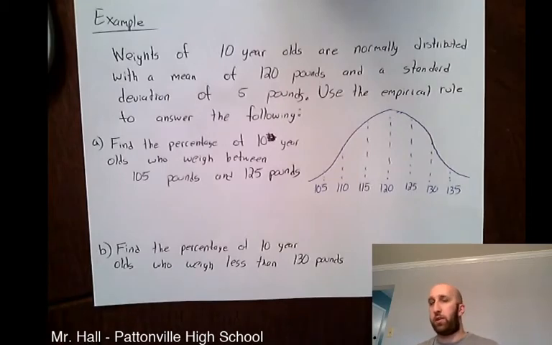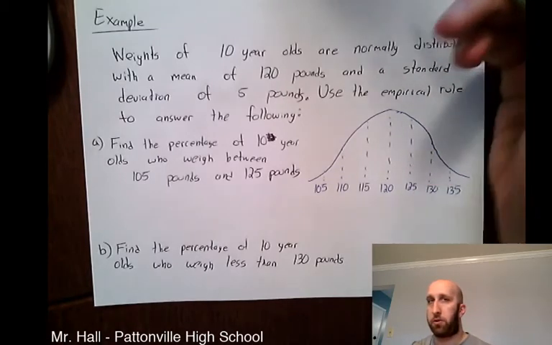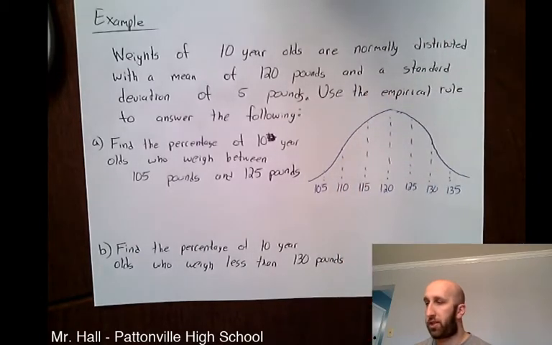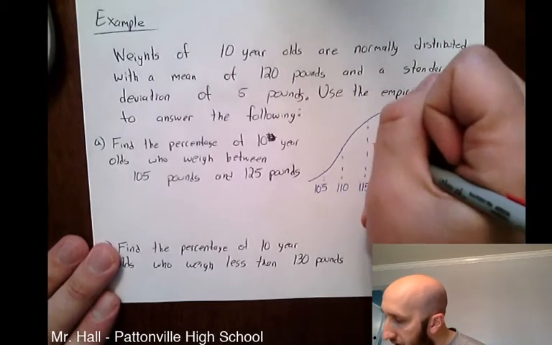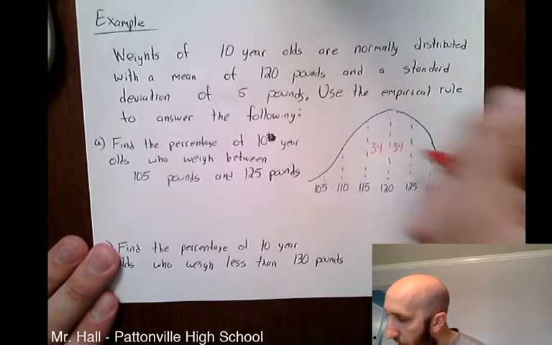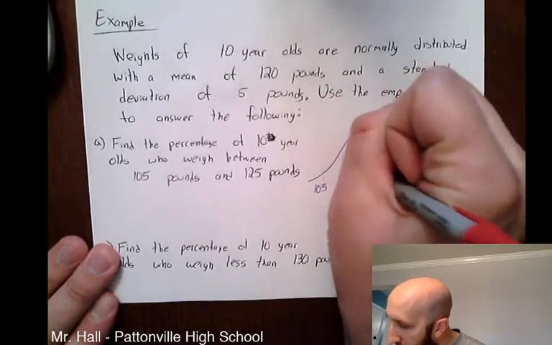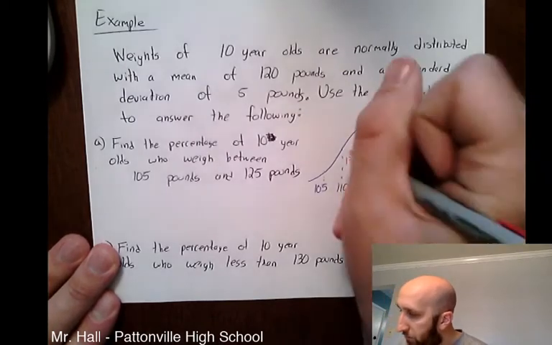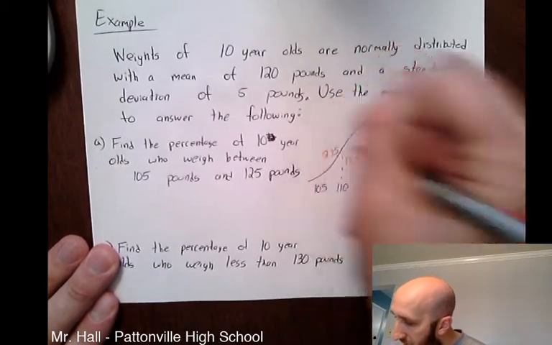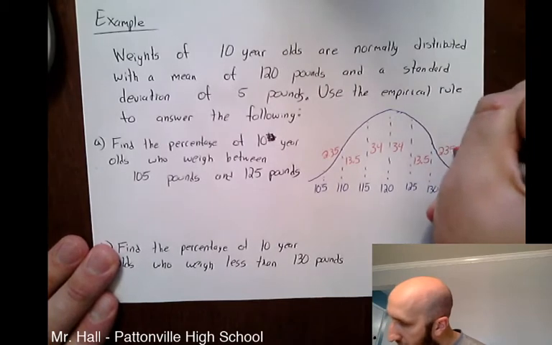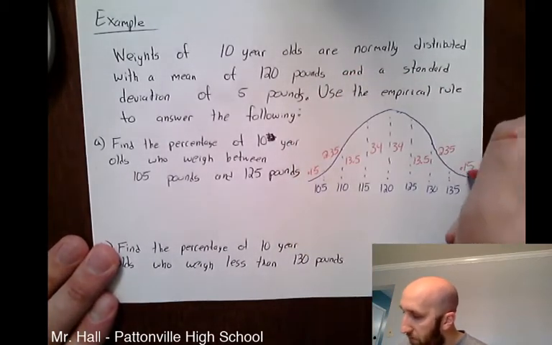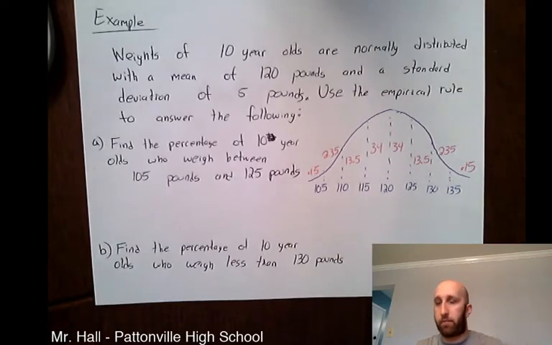Now another thing that's useful is I'm going to go ahead and copy down those percentages we just talked about up above and label all these sections. It's going to make my life a lot easier here. So remember the inner two are 34. Then we have 13.5 and 13.5. Then we have 2.35 and 2.35. And then finally in the very ends, 0.15 and 0.15. Okay, so now I can get to my actual questions here.